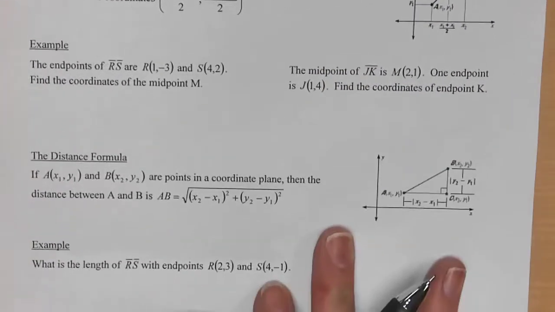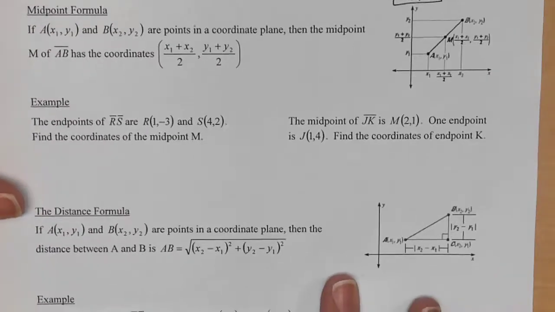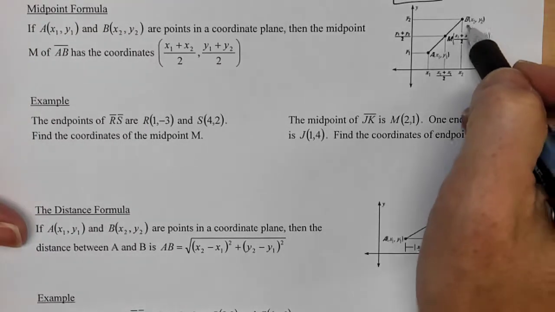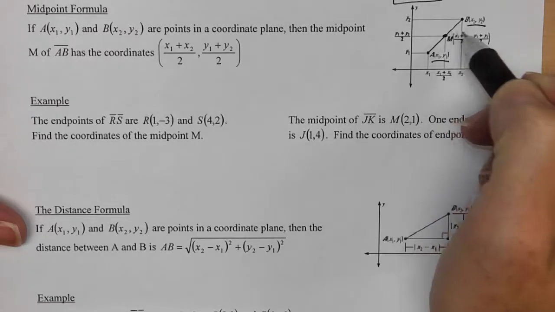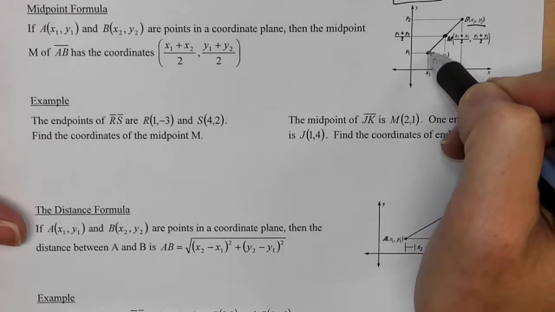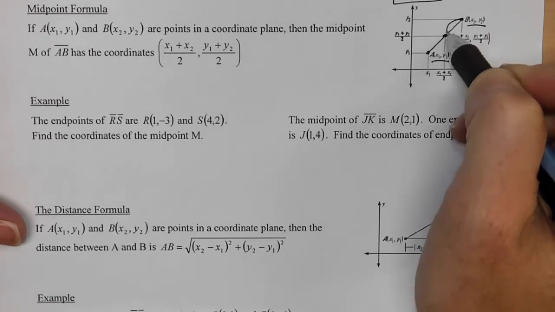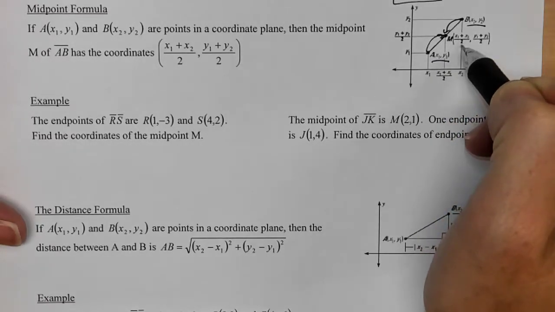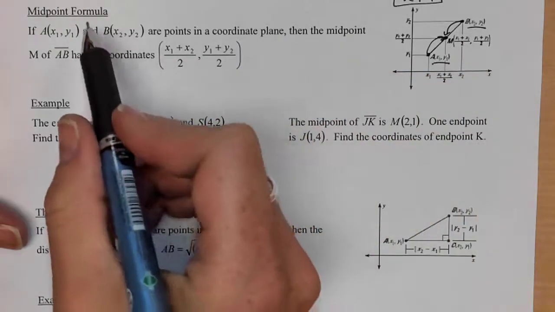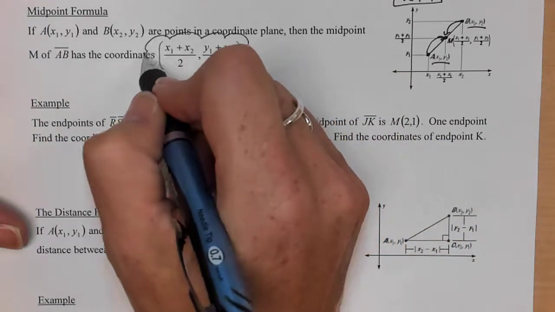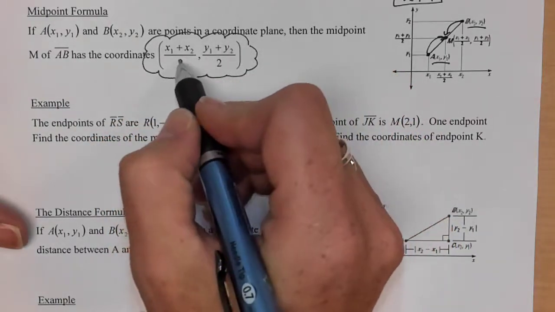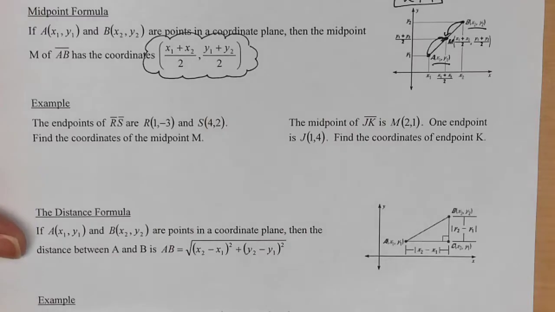Next up is the midpoint formula. And the midpoint formula just helps you, if you have two endpoints, find the middle. It's kind of like averaging two test scores. If I had a low and a high, in order to average them, I would add them up and divide by 2. And that's what we're going to do. So the midpoint formula says that you take your x's, add them up, and divide by 2. Then you take your y's, add them up, and divide by 2.